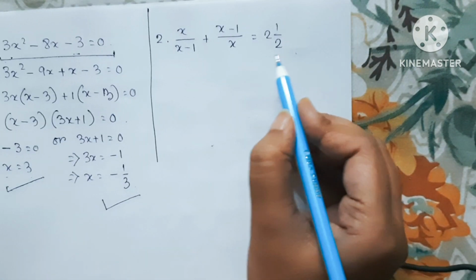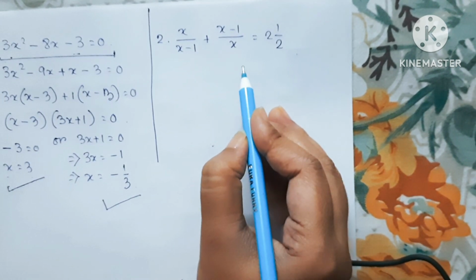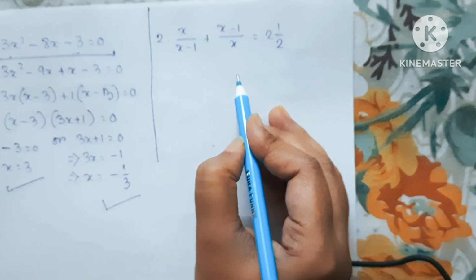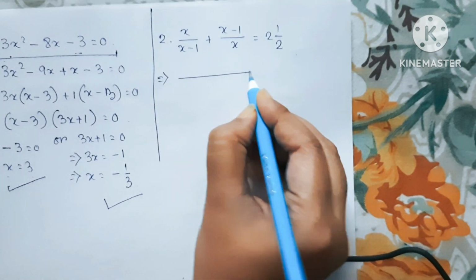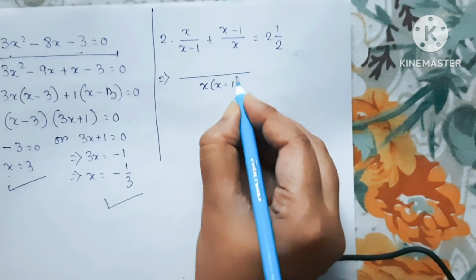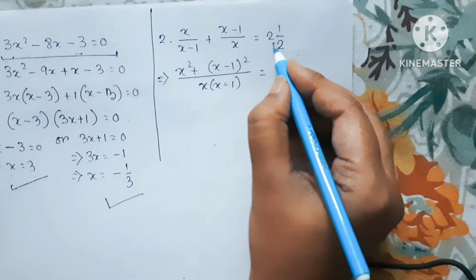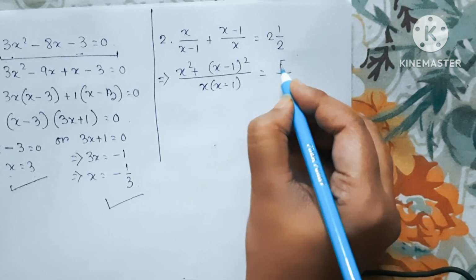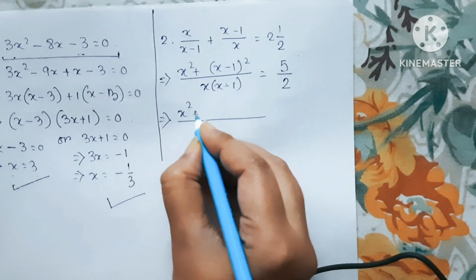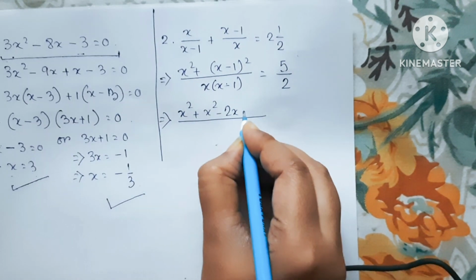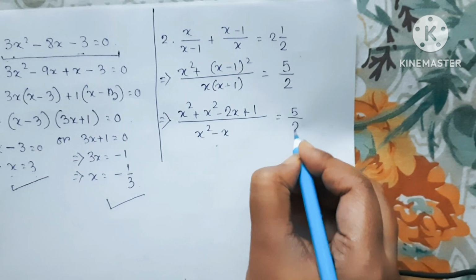Now see this equation. It is not in standard form. So first you have to reduce it to standard form. Before that you have to clear this fraction. Okay. So it will become this, and 2 and 1 by 2 means 5 by 2, and x square plus x square minus 2x plus 1 and x square minus x, that is equal to 5 by 2.